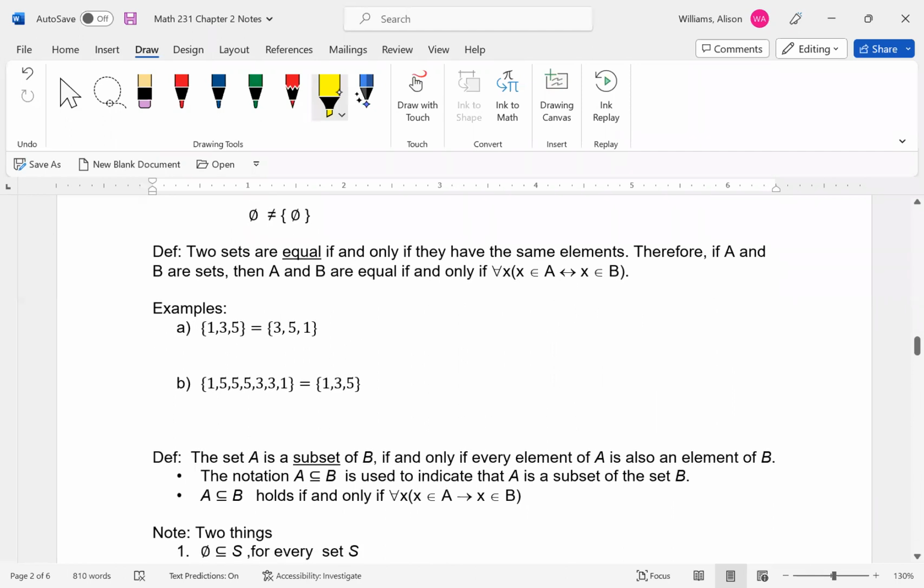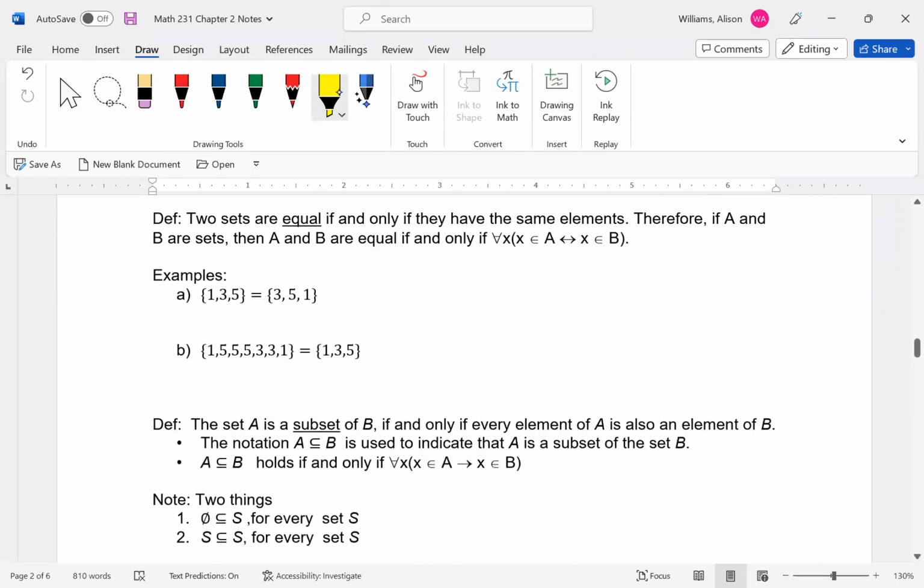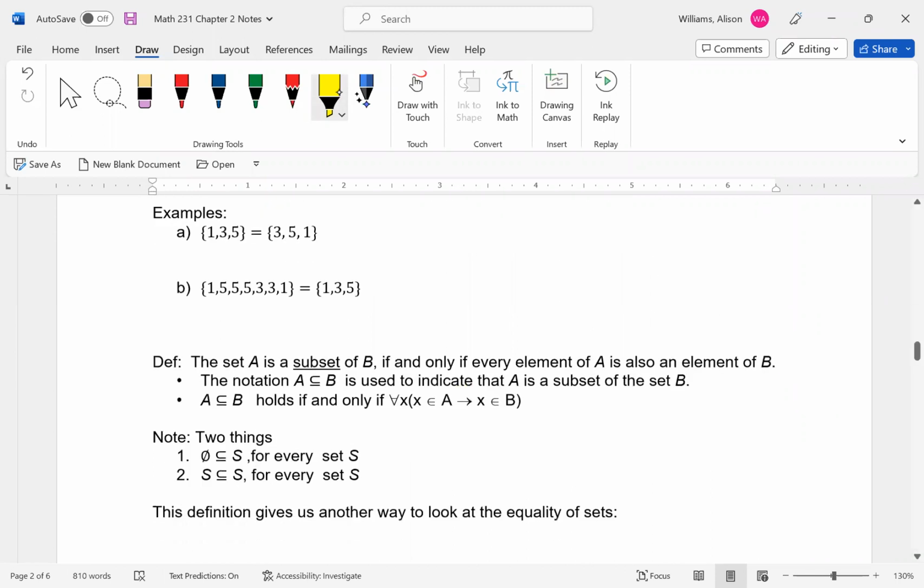Okay, let's talk about subsets. A is a subset of B if and only if every element of A is also an element of B. So we use this notation. It's similar to the inequality notation, but it has the curve to it. And that's set notation. So we're saying that A is a subset of B. So everything in A is also in B. And that's indicated where we use the strictly one-way arrow. Everything in A is also in B. Okay. And making a note that the empty set is always a subset of every set.